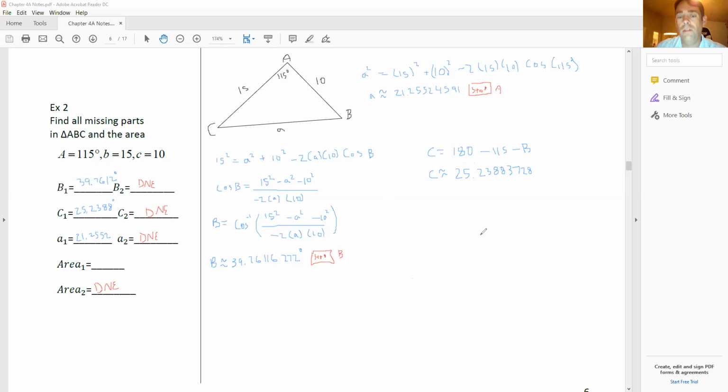And again, they set up the area for us, so we didn't have to do a whole heck of a lot there. And we found out the area is 1/2 times 15 times 10 times sine of 115 degrees.